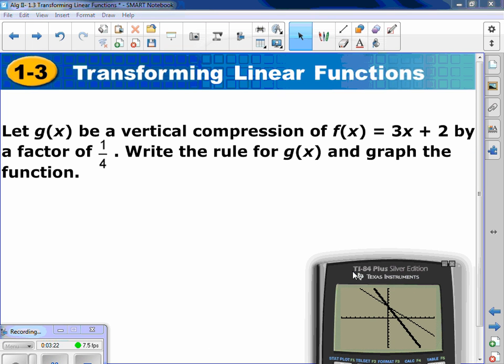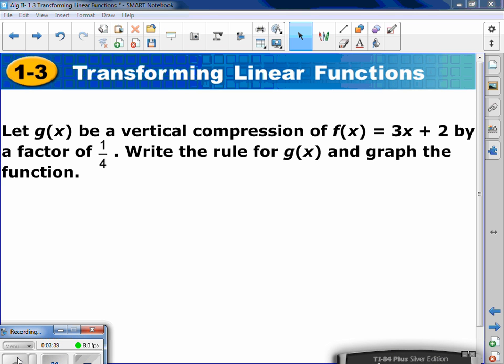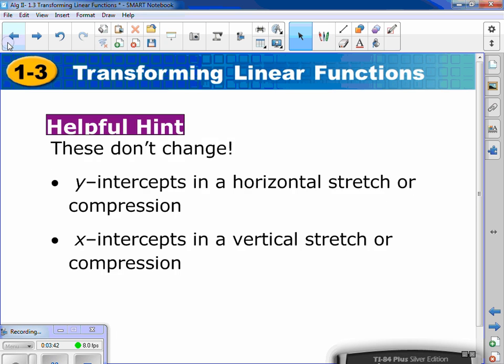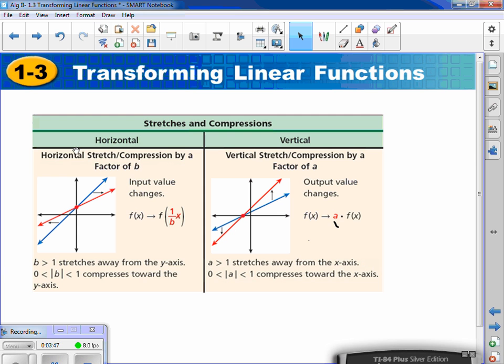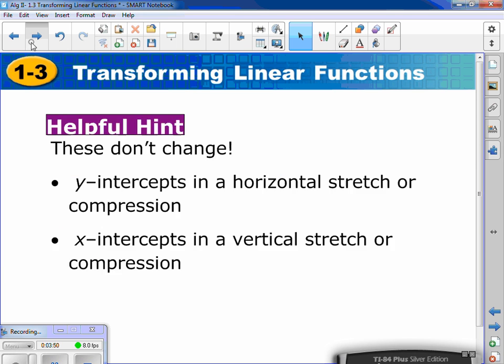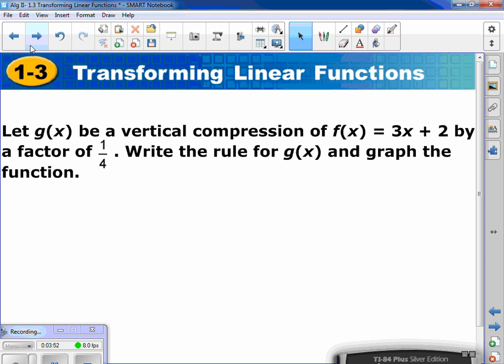Now we're going to talk about g of x being a vertical compression of the function f of x equals 3x plus 2 by a factor of 1/4. How does a vertical compression affect a function? A vertical stretch takes the entire function and multiplies it by its factor. So for g of x, we're going to take the entire f of x and multiply by 1/4.